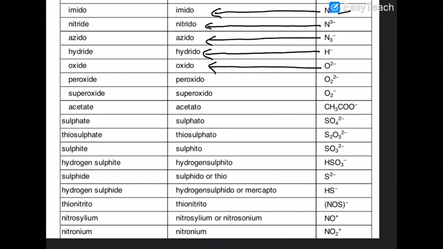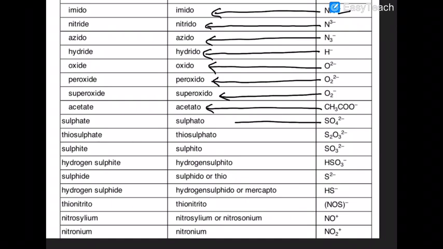O2 2 negative, remember that is one molecule containing 2 negative charges. This is peroxido. This is superoxido. This is acetato. This is sulfato. S2O3 2 negative. This is a very, very popular name. Many complexes are formed. So S2O3 2 negative is thiosulfato.